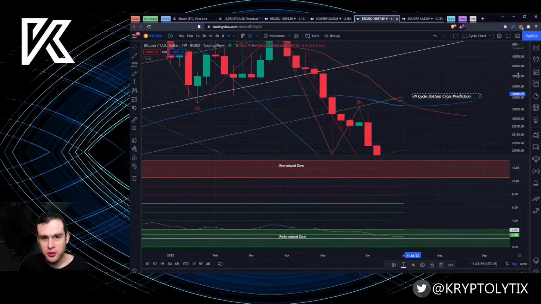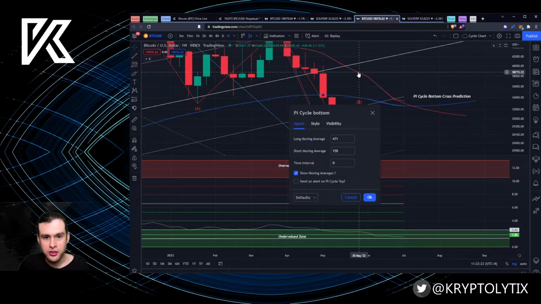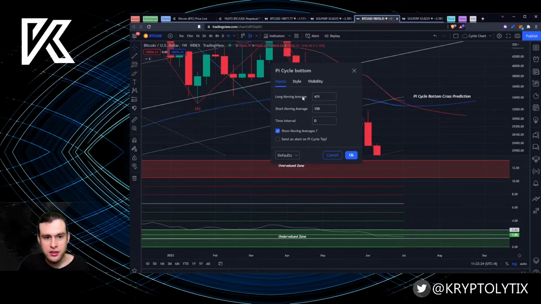So let's have a quick look back and see where these crosses have been in the past and what it's meant for the price action for Bitcoin after the two moving averages have crossed. Before I do that, just quickly, so you can see, the Pi Cycle Bottom indicator is a combination of two moving averages, the 471 and the 150, and they are on the weekly chart.